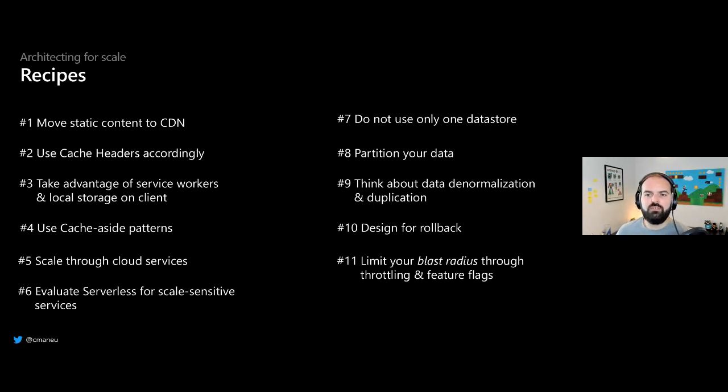Number 11, limit your blast radius through throttling and feature flags. The idea of the blast radius is basically understanding, for any of your services, if they go down, what's going down within your application? Sometimes if you push a specific modification, you will just impact users who try to export a year of archived data. So basically it may be one user a day, so it's not a big deal. But if it's going down and will impact the homepage of your website or your application, you will basically impact 100% of your users. So depending on your blast radius for any specific service or feature, you will need to take different precautions to protect this specific service.